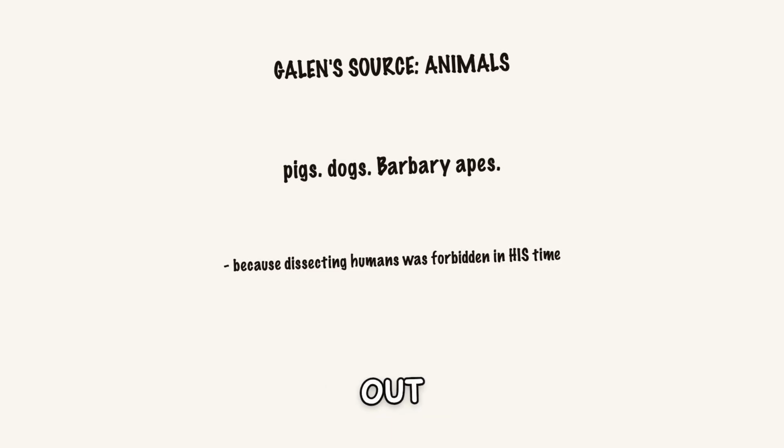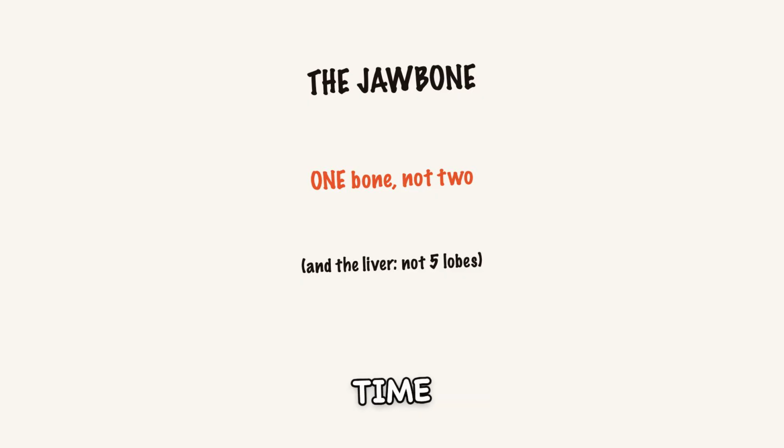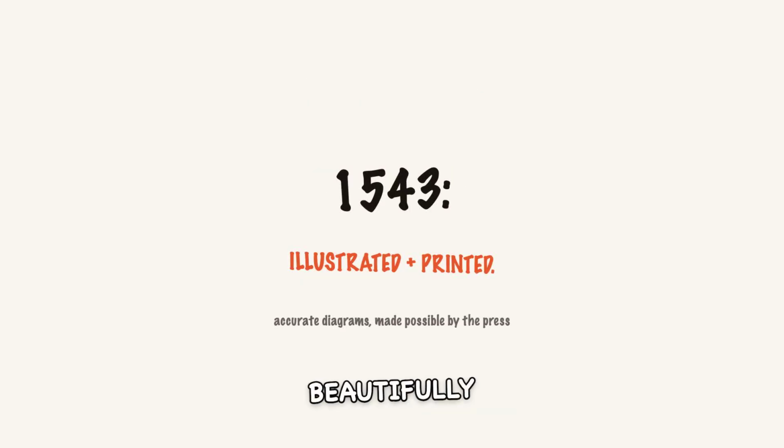Galen, it turned out, had built much of his anatomy on dissections of animals, pigs, dogs, and Barbary apes, because dissecting humans had been largely forbidden in his own time. Vesalius proved, among other errors, that the human jawbone is a single bone, not two as Galen claimed, and that the liver doesn't have 5 lobes. In 1543, he published his findings in a beautifully illustrated book made possible by the printing press, showing the human body in detailed, accurate diagrams.